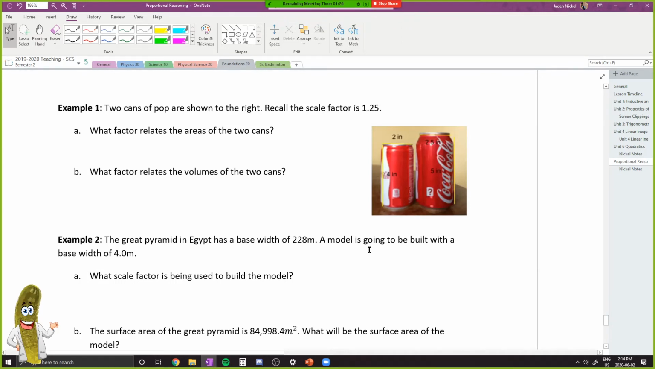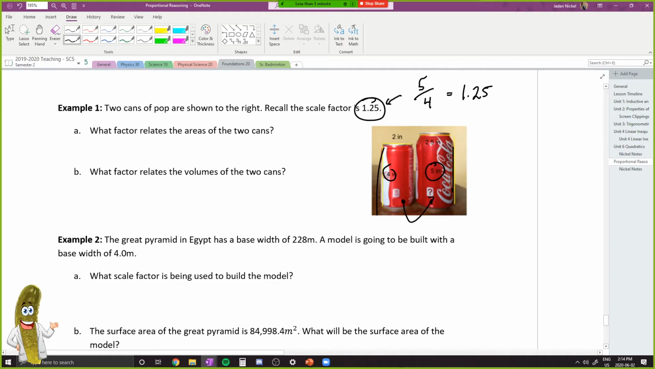Okay, so we have 2 cans of pop shown on the right. Recall that the scale factor is 1.25, and that would have been derived from going 5 divided by 4 is equal to 1.25. So taking the height of the one object, the height of the other object, dividing them out, and getting an enlargement of 1.25. So again, that would be going from the small to the bigger.